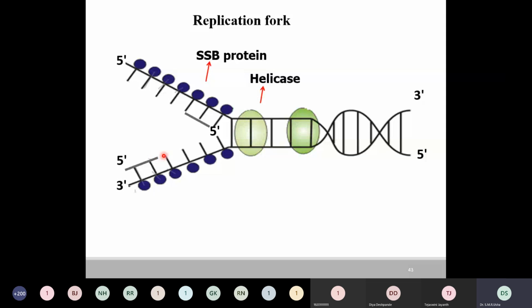So the 3-hydroxyl end is facing the replication fork in this case, and here the 3-hydroxyl end is away from the replication fork. So what happens is DNA synthesis occurs towards the replication fork in one strand, and DNA synthesis occurs away from the replication fork in the other strand.